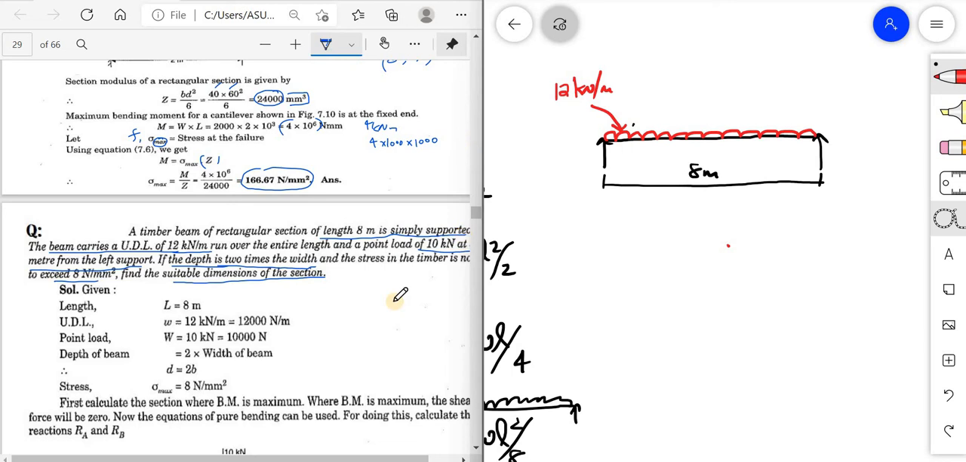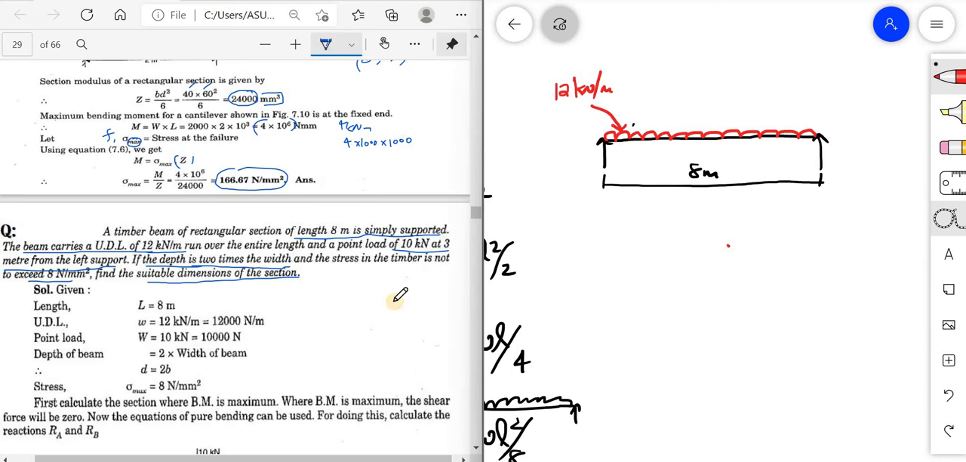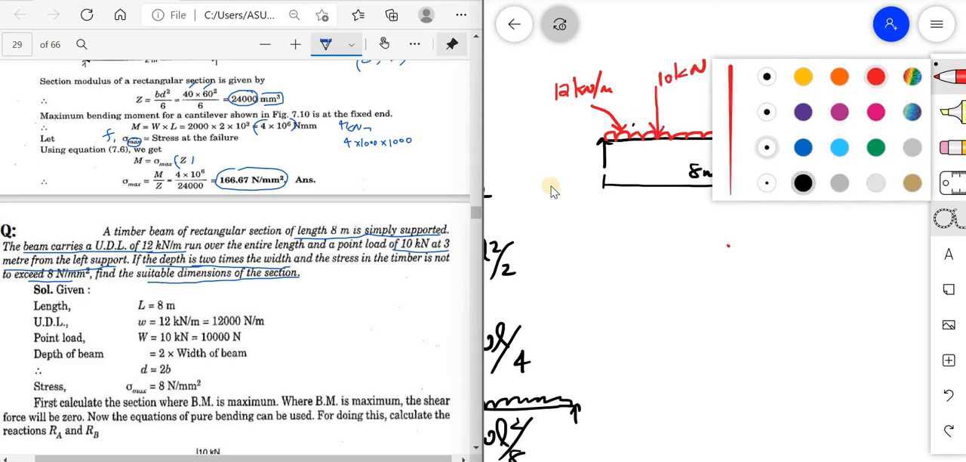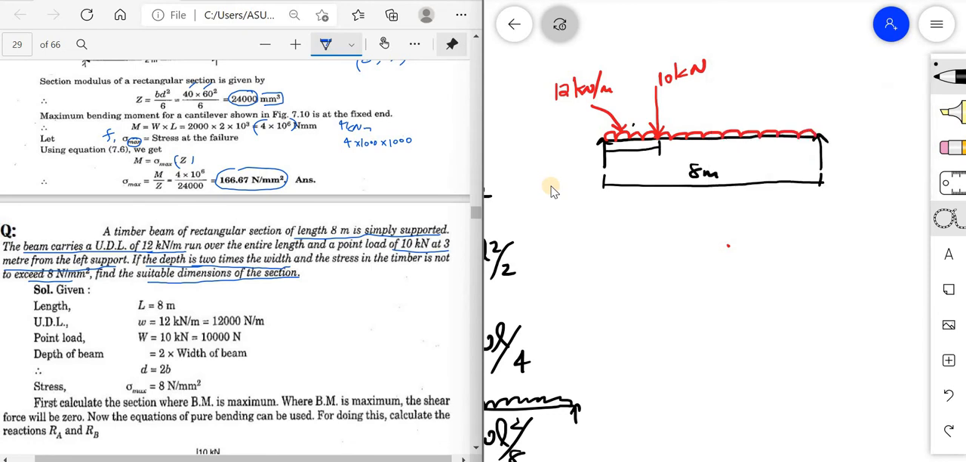What is given? A point load of 10 kilonewton at 3 meter from the left support. Which is the left support? This is the left support. From here, a 10 kilonewton load is acting at a distance of, what is the distance? The distance is 3 meter from the left support. So this is our condition. So I have drawn the condition.